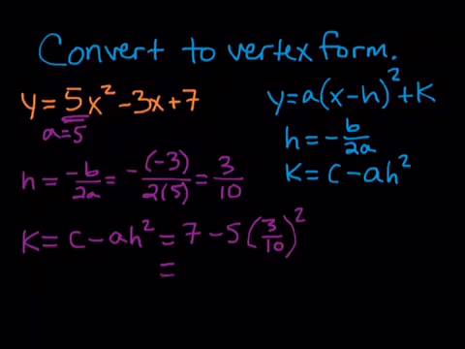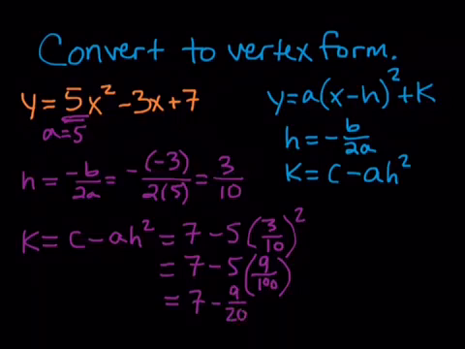Following order of operations, I would do the square first. So 3/10 squared is the same as 3 squared divided by 10 squared, so that's going to be 9 over 100. And then I would probably cancel and reduce this, so I'd cancel the 5 and reduce this 100 to 20. So now we would have 7 minus 9 over 20. And then finally we need a common denominator to combine those. So I'm going to make this 7 into 140 over 20 minus 9 over 20, and that's 131 over 20.